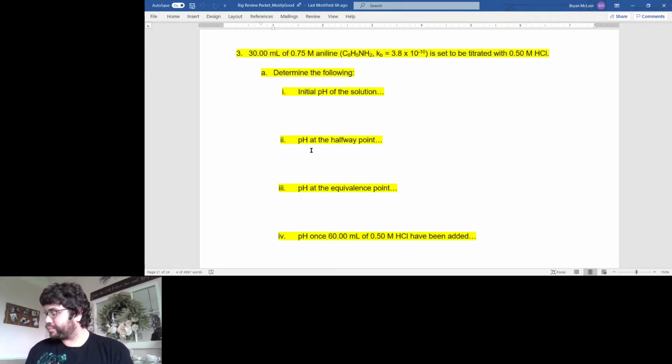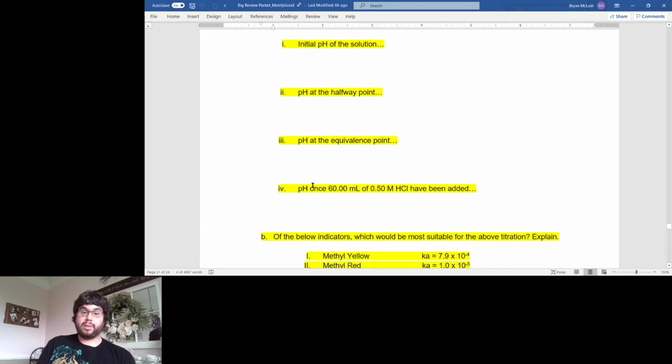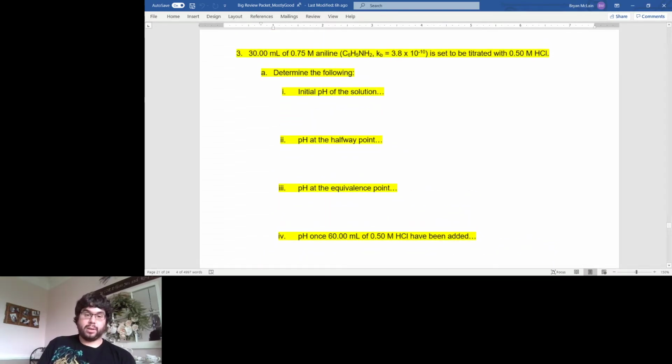We'll see. Anyway, number 3 says we have 30 mL of 0.75 M aniline, which is C6H5NH2, and it has a base constant of 3.8 times 10 to the negative 10th. And it's titrated with 0.5 molar HCl. And we're asked to find the initial pH, the pH at the halfway point, the pH at the equivalence point, and the pH after 160 mL of 0.5 molar HCl have been added. So this is a big question, big question.